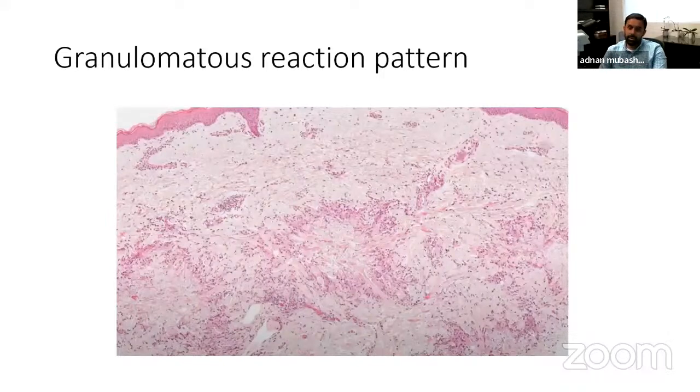Granulomatous reaction pattern. So granulomas in general in pathology are, you see multinucleated giant cells, you see histiocytes, you see a lot of inflammation. But when it comes to skin, even just a collection of histiocytes would technically count as a granulomatous reaction. And histiocytes are these faintly pink cells with the blue dots. These are histiocytes. Then they're kind of encircling an area, forming like a granuloma. So that is what the granulomatous reaction pattern would look like in the dermis.